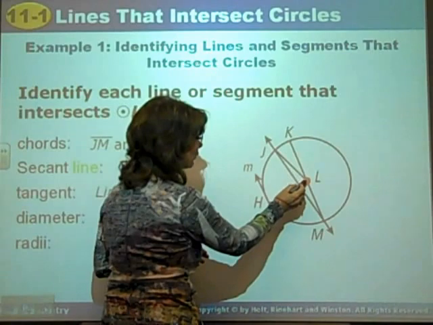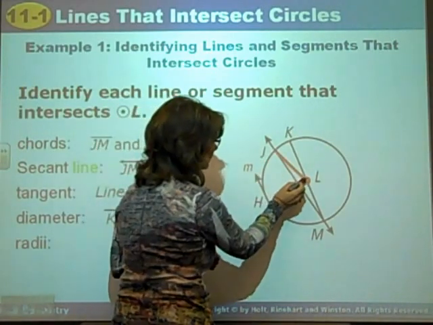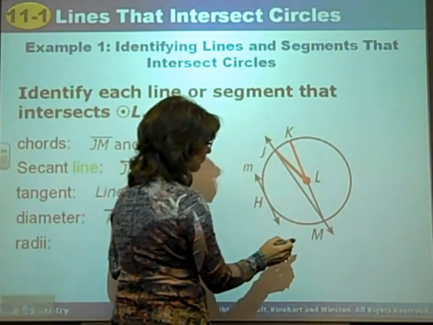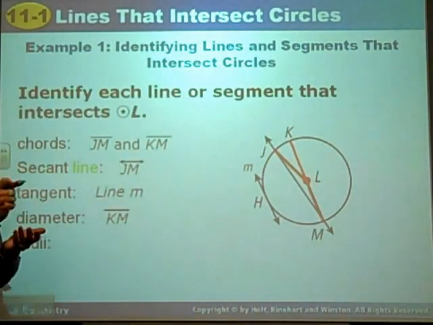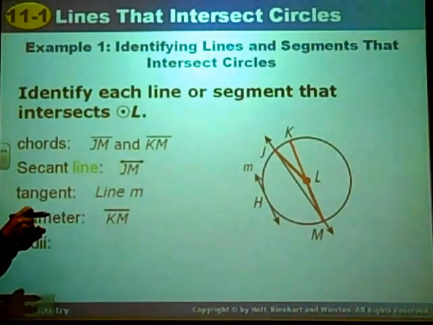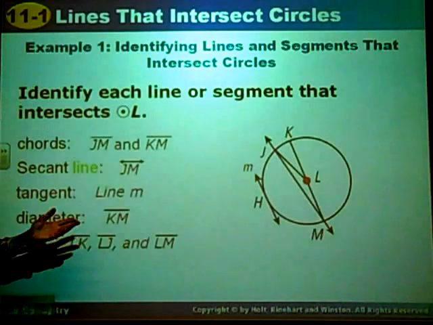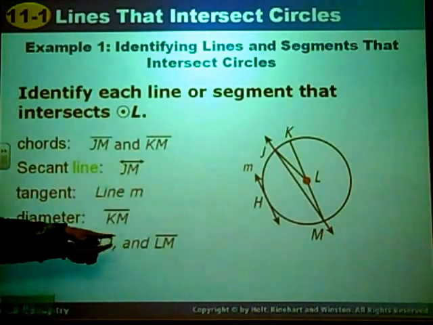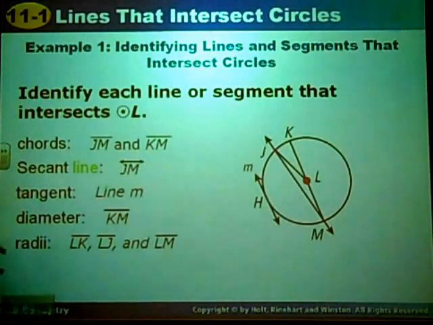So I see several. You could go from L to J. There's a radius. L to K, there's another one. And L to M, there's a third. So any segment that goes from the center to any point on the circle is a radius. And the plural for radius is radii. So all three of those are radii. That's how you'd identify those.